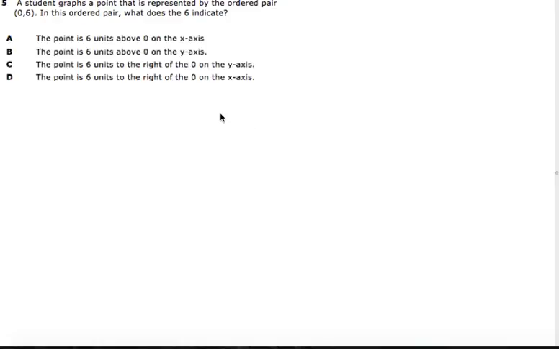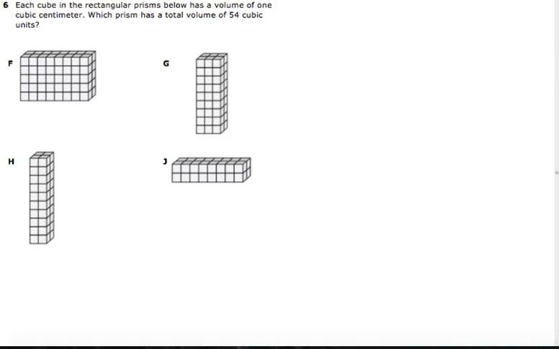A. The point is 6 units above 0 on the x-axis. B. The point is 6 units above 0 on the y-axis. C. The point is 6 units to the right of the 0 on the y-axis. D. The point is 6 units to the right of the 0 on the x-axis.